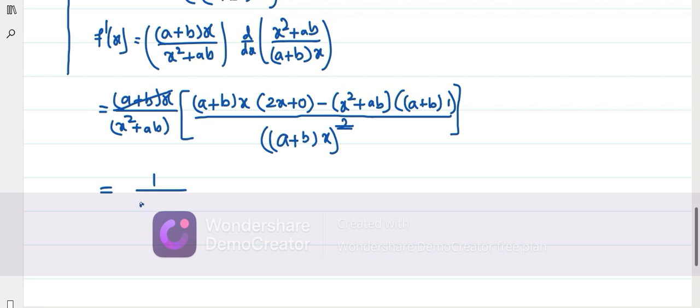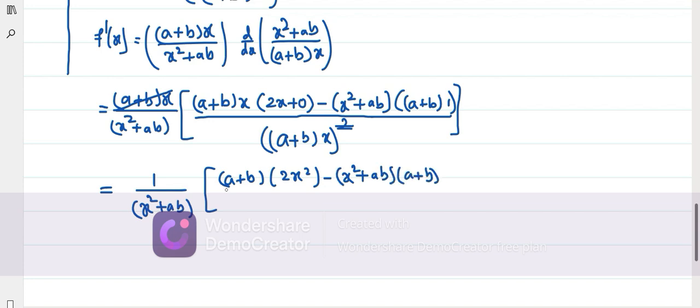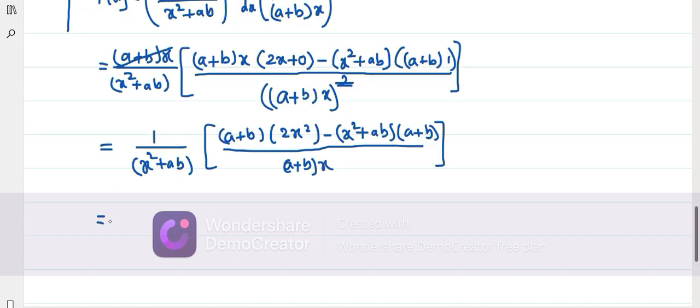It is 1 by x square plus ab. So we have a plus b into x here. Here we have a plus b. So I will write a plus b as it is, and I will multiply this x here. What happens? It is x into 2x, minus x square plus ab, and I will write this a plus b as it is, divided by, what is the remaining thing here? One a plus b into x is cancelled, right? Remaining is 1. So this is equal to 1 divided by x square plus ab into a plus b into x, right?